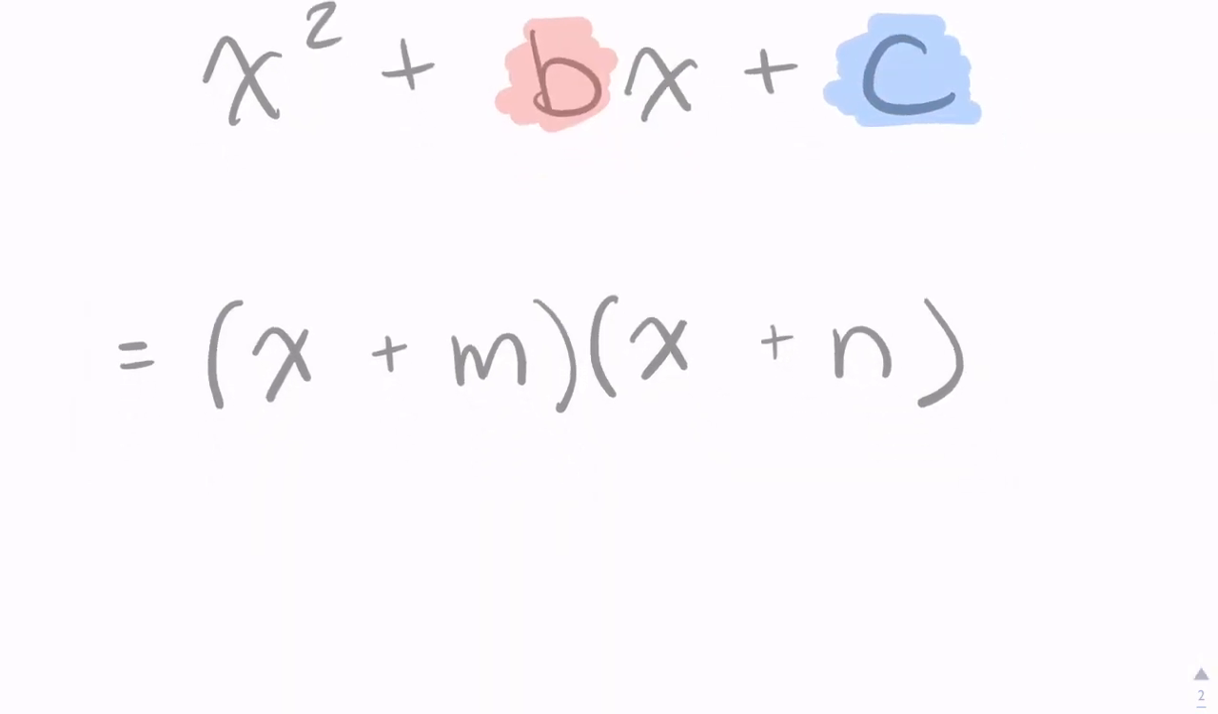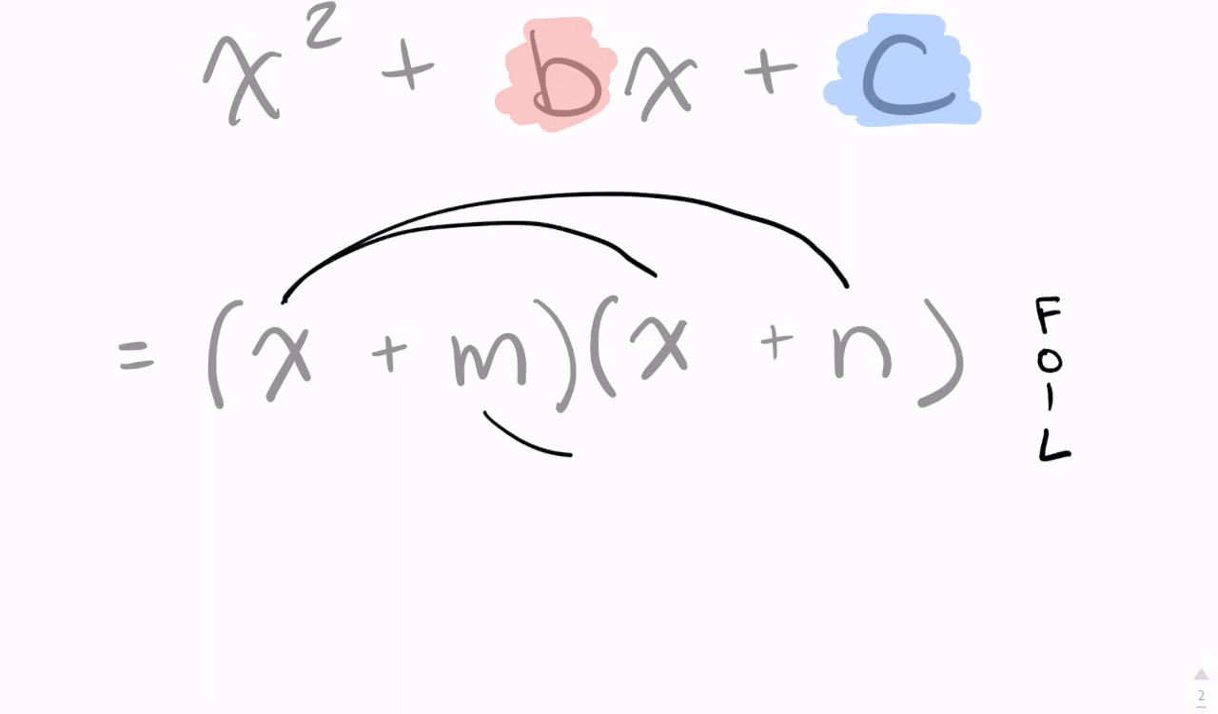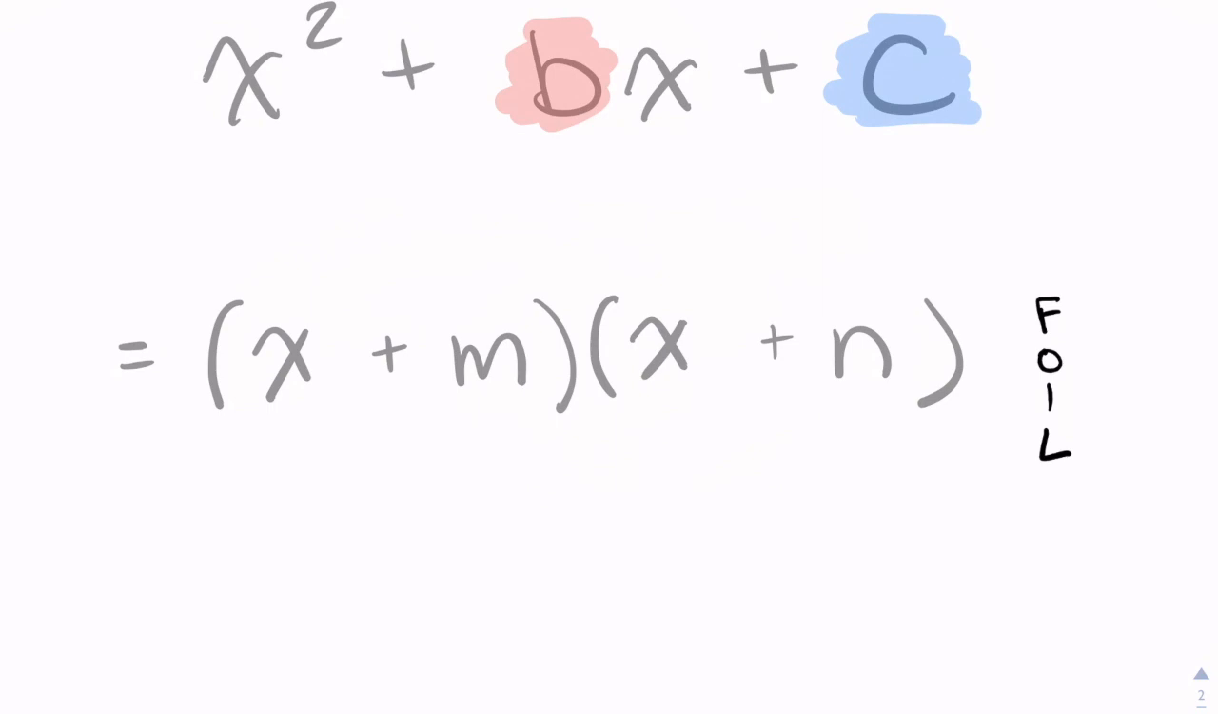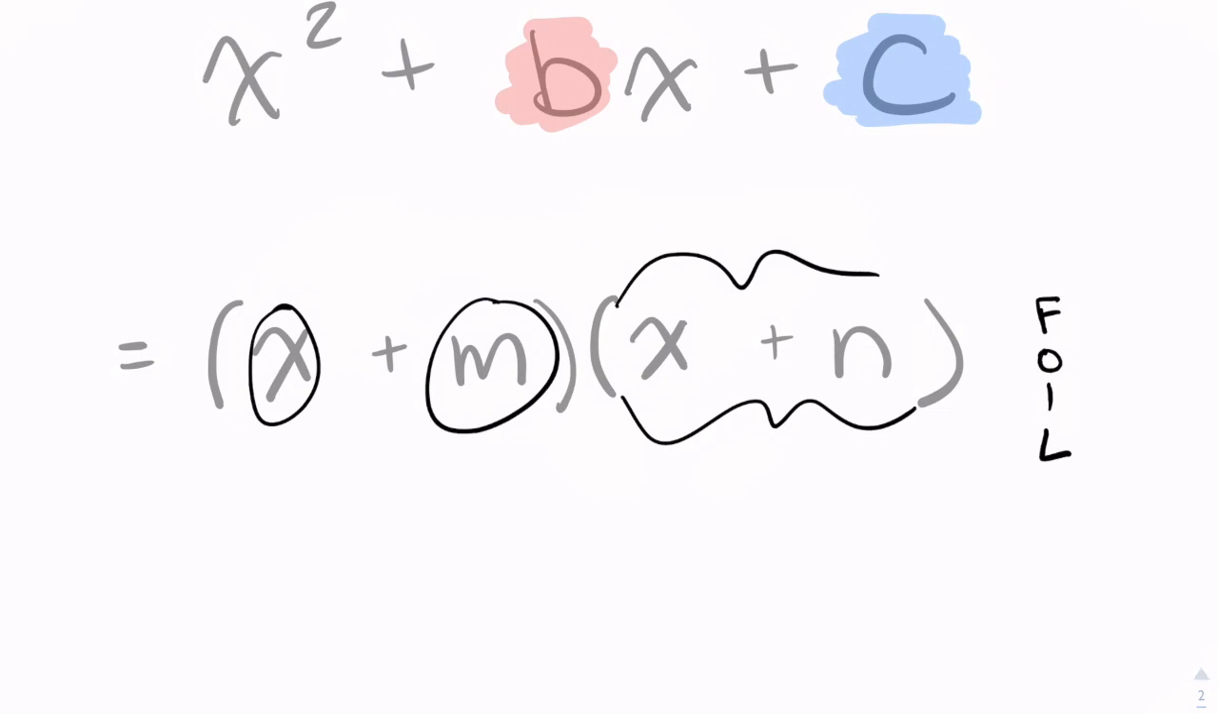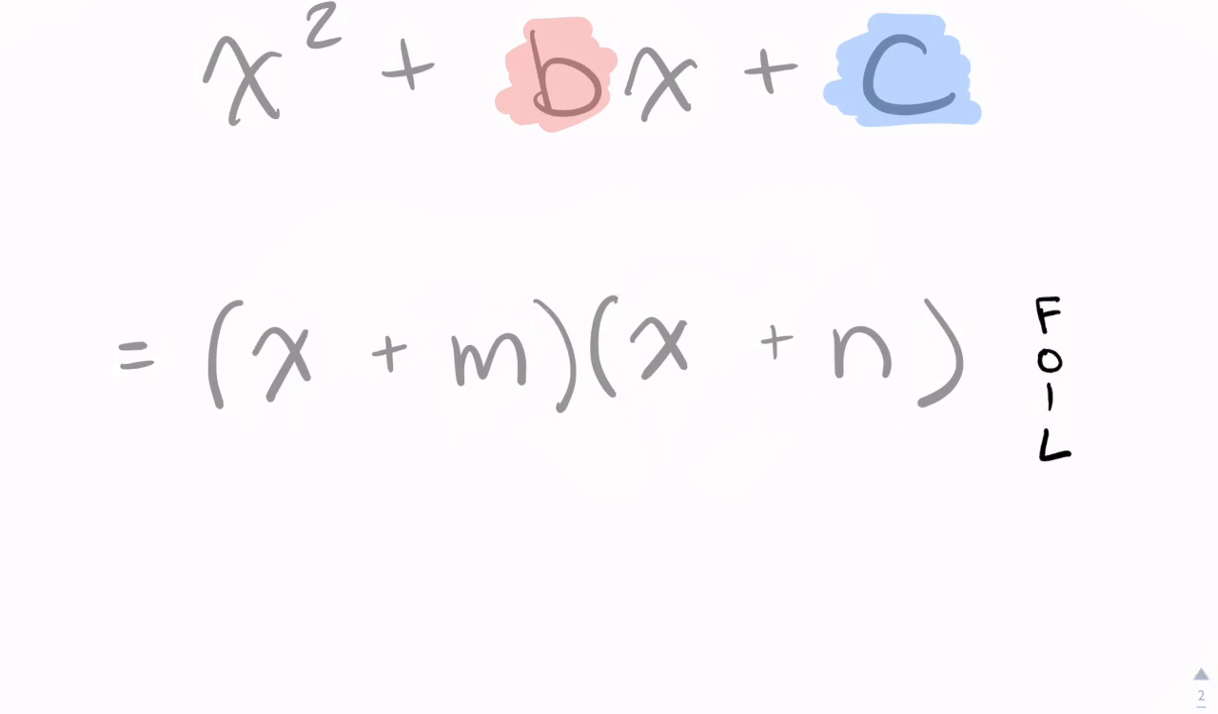Well, let's go ahead and multiply this out. Sometimes you might want to do the FOIL method to multiply two binomials, which is the first times the outside times the inside times the last. In fact, I like that method. Let's do that. You could also distribute by taking x times x plus n and then m times x plus n. I think foiling in this case is going to be faster, so let's go ahead and do that.